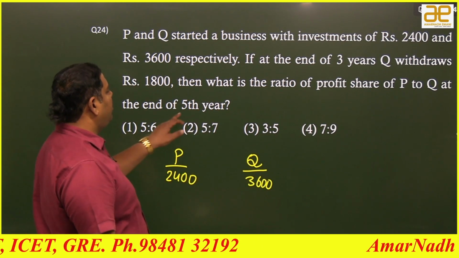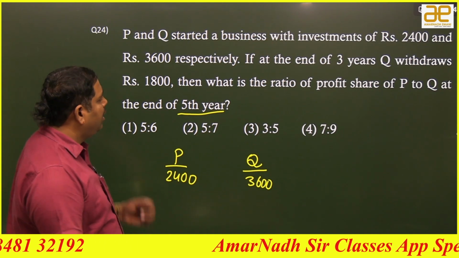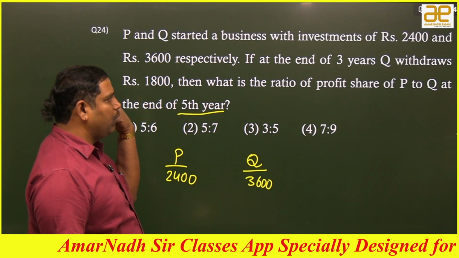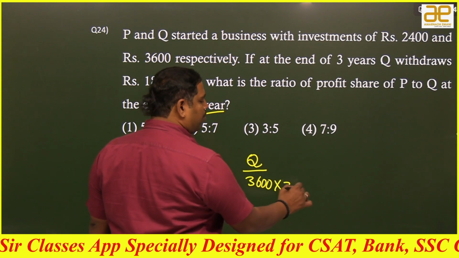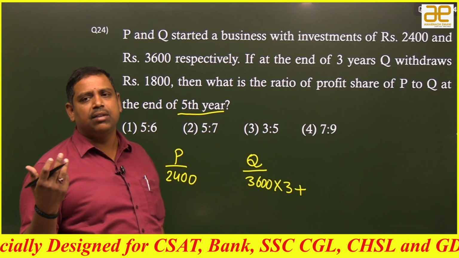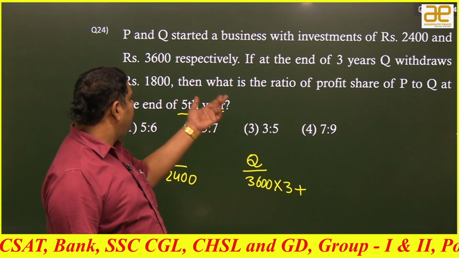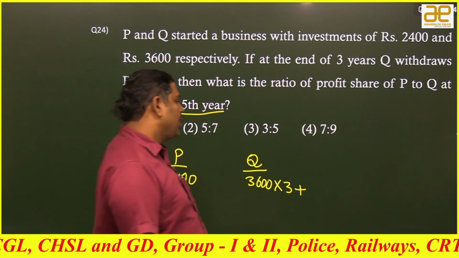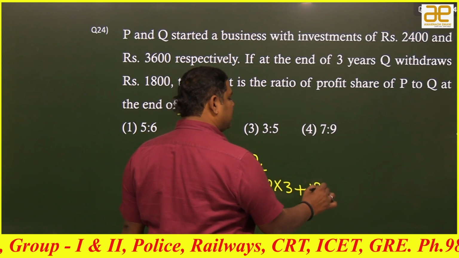So the business went on, at the end of the 5th year he is asking, the business ran for 5 years. Next one. If at the end of 3 years, Q withdraws 1,800. Means can I say this is the investment for 3 years, plus. Now Q has removed some investment, disinvested, but still he is in the business. So I am writing still plus. How much he removed? 1,800. Out of 3,600, 1,800 removed means still 1,800 rupees is available.